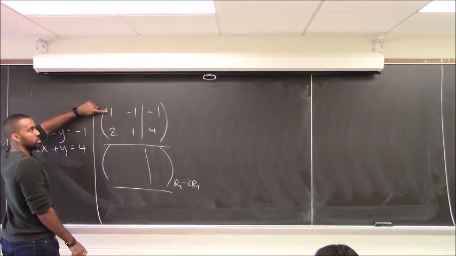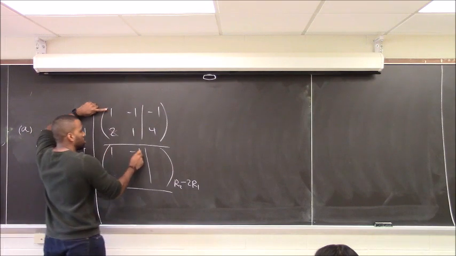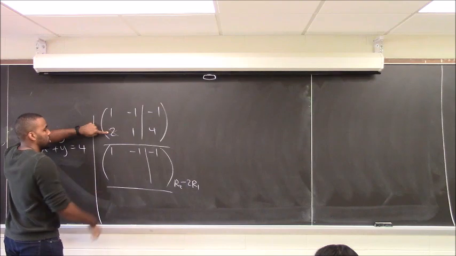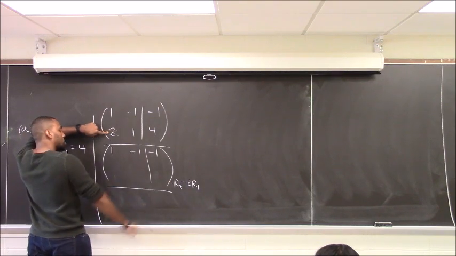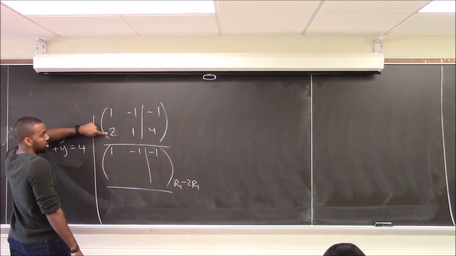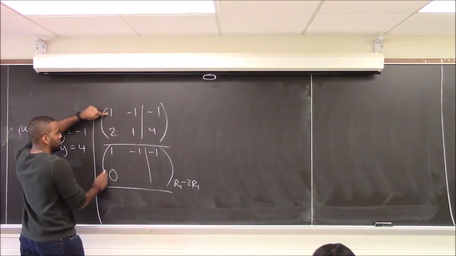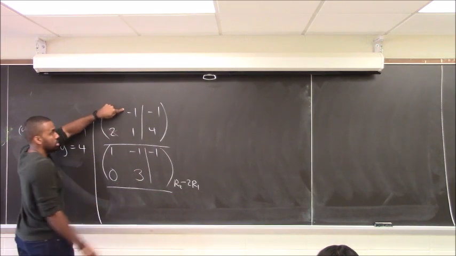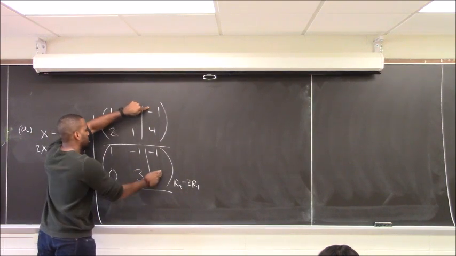Now this one is fine, so I pretty much don't do anything to the first row. I want to kill that one, so I want to change the second row, and I can change it based on this, which is a type 3 operation. And so this minus 2 times that, 0. This minus 2 times that, 3. This minus 2 times that, 6.